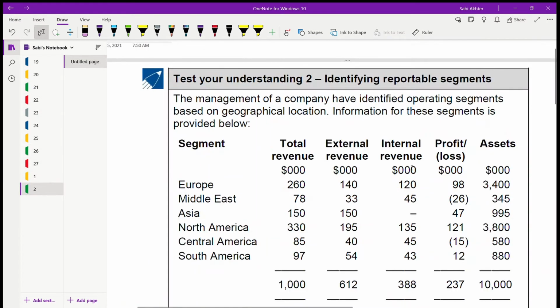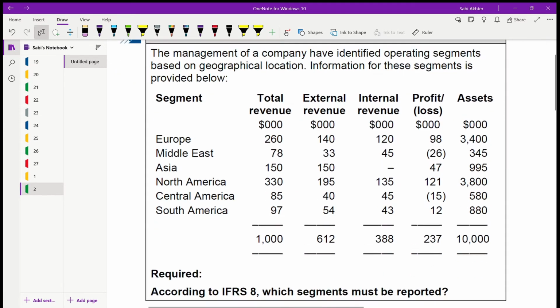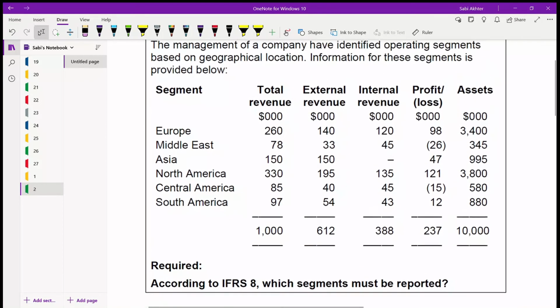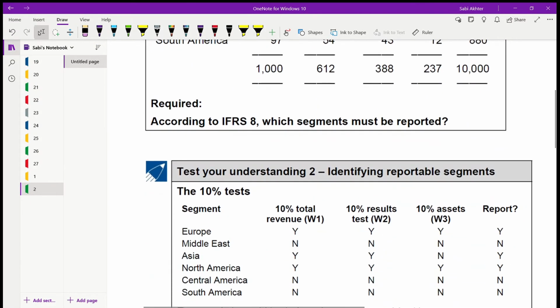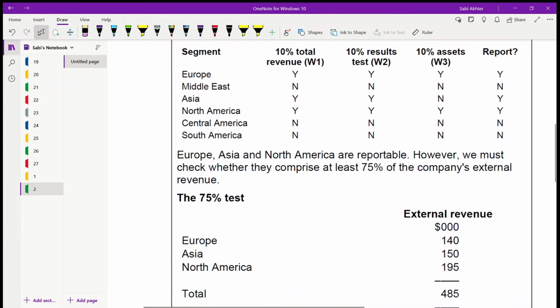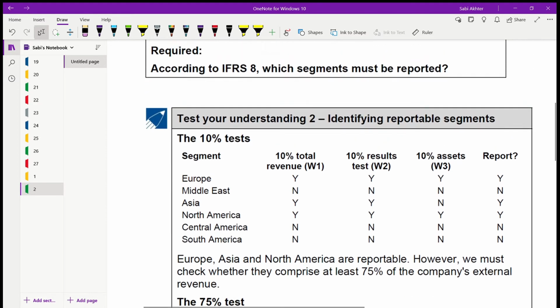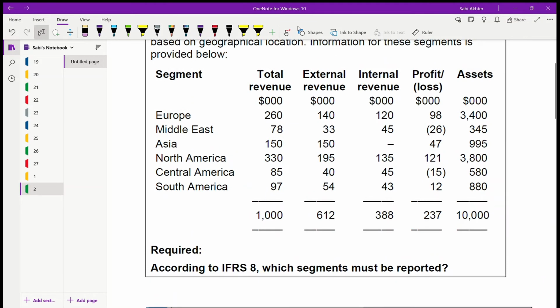Now let us go to test understanding 2. According to IFRS, which segments must be reported? You have been given 6 segments, so we'll see. We need to do the 75% test. Europe, Asia, North America are reportable. However, we must check whether they comprise at least 75% of the company's external revenue. So if you go to Europe, what is the external revenue? Only check the column of external revenue. The total revenue is made up of 140 plus 120, the internal as well as the external. But when we take the 75% test, that is only on external revenue. So 140, 33, 150.